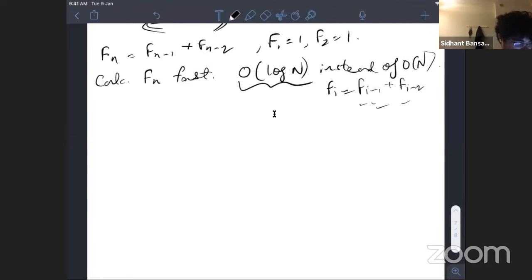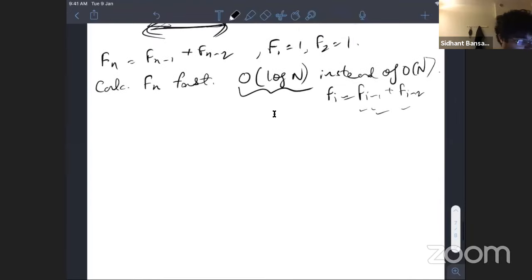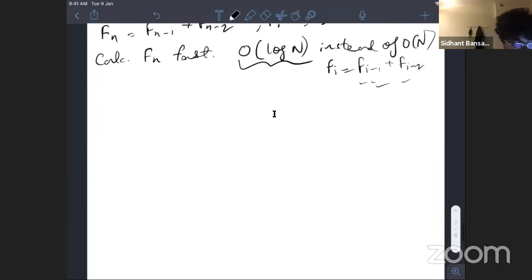The idea comes from matrix expo. We'll define a matrix. Right now I'll just give you the entire idea. At first it might seem slightly magical, but later on you'll realize why it works. So you have this vector, and you have this matrix A, and you have another vector.